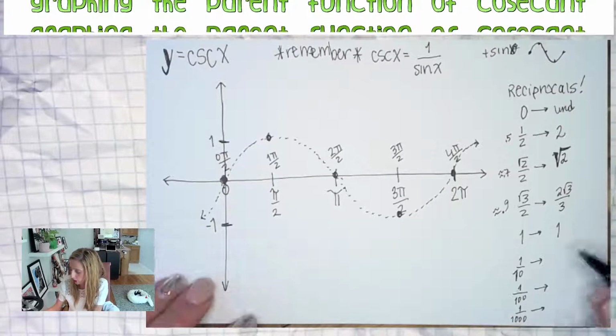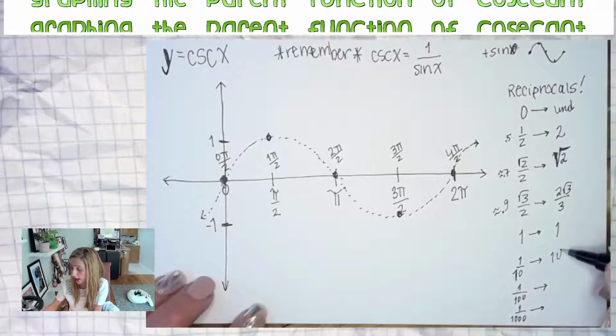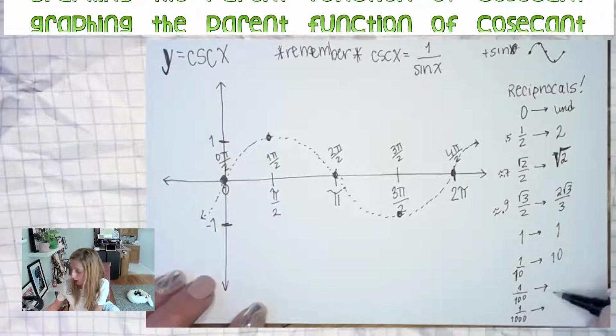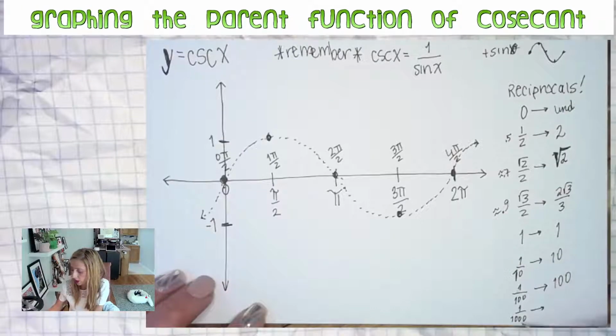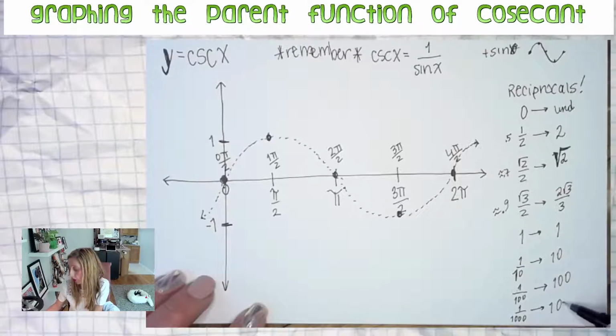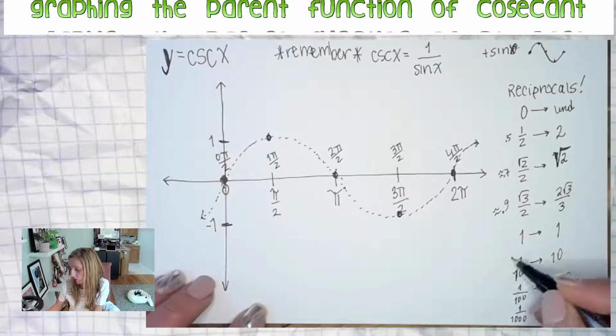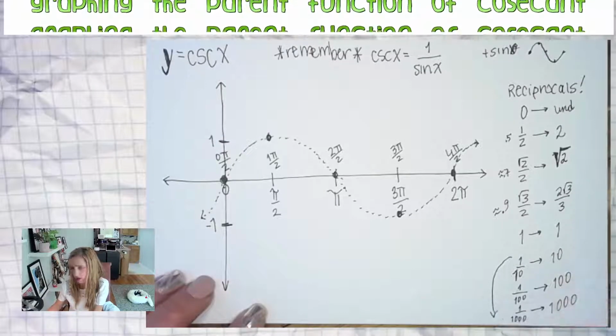All right, we know those numbers. The reciprocal of 1/10 is 10. The reciprocal of 1 over 100 is 100. The reciprocal of 1 over 1,000 is 1,000. So there's a very important concept over here that I just kind of added on.